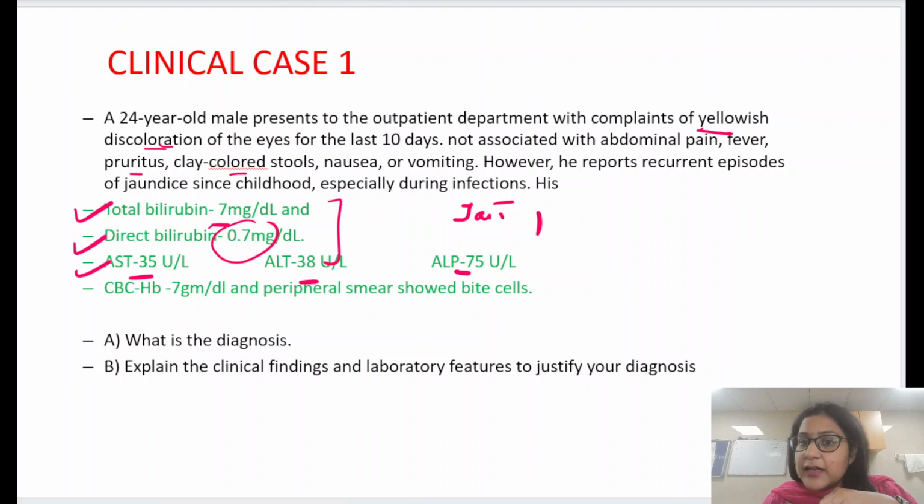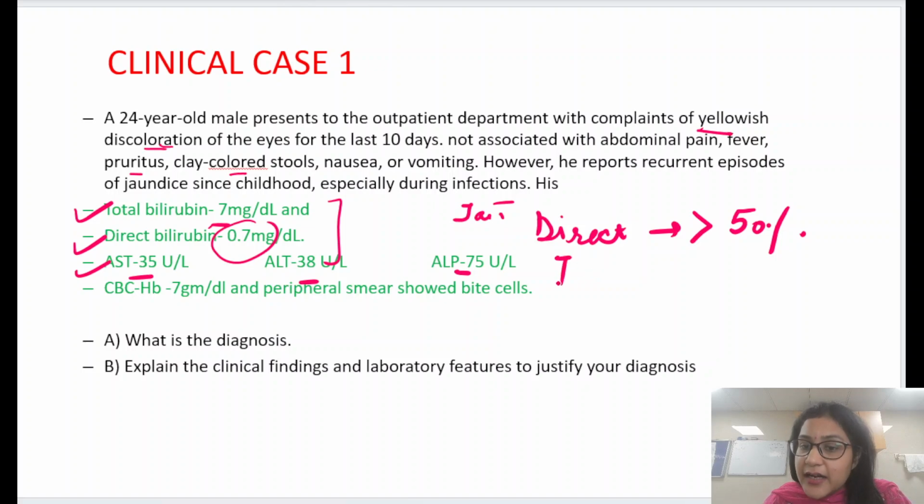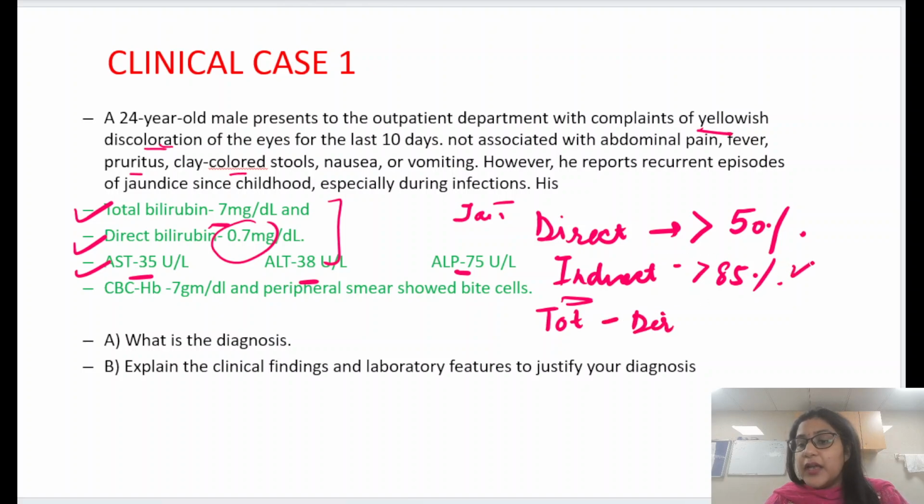So please understand that you call it direct bilirubinemia when the direct bilirubin is more than 50% of the total bilirubin. It is not so here, so there is no direct bilirubinemia. And next, it is indirect bilirubinemia when the indirect bilirubin is more than 85% of the total bilirubin, which is going to be the case here, because you calculate the indirect bilirubin by total bilirubin minus direct bilirubin. So that is how you get indirect. So in this patient you have jaundice because of indirect hyperbilirubinemia, and all of these liver enzymes are pretty normal.